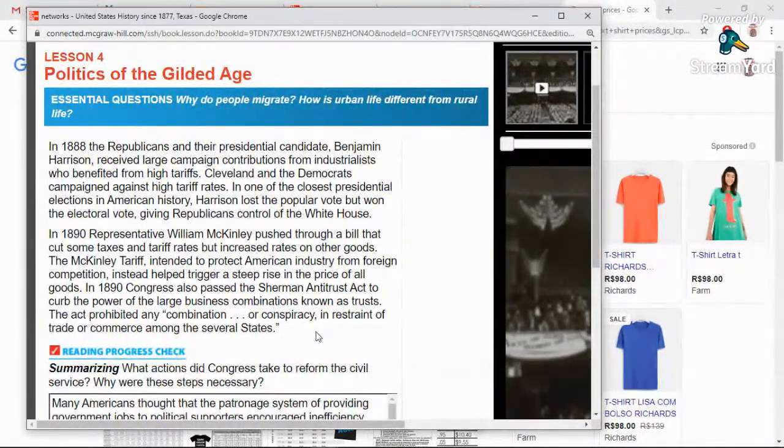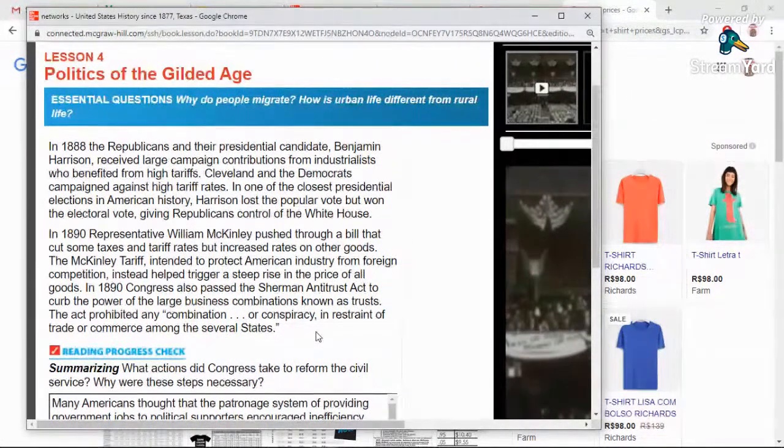So anyway, in 88, the Republicans had their own presidential candidate. He got a lot of campaign contributions from industrialists who benefited from higher tariffs. So the Republicans are for higher tariffs. This is like Trump, okay? Whereas the Democrats were against higher tariffs.